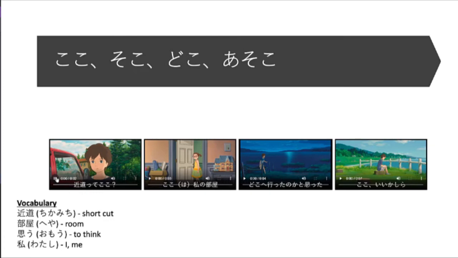So she's looking at ここ?近道ってここ? She's saying is the shortcut here, and then here. ここ、私の部屋。 So this is my room. Koko wa, referring to the location that they're both at. Koko, here.